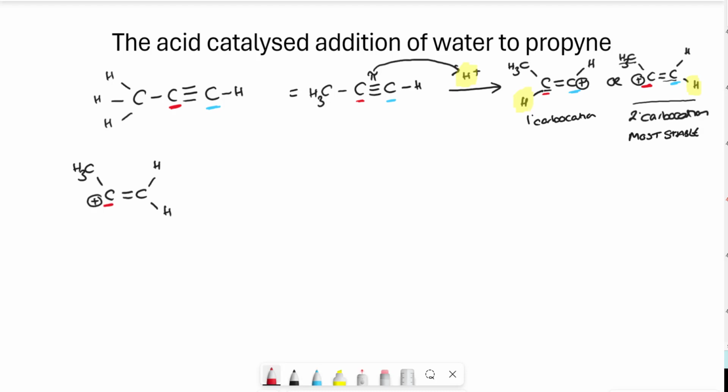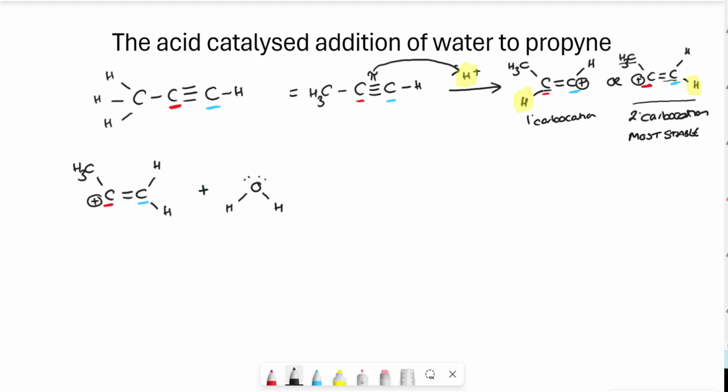And again, just keep up with the colour coding. So now we're going to do what we actually intended to do, which is add water. So I have oxygen with hydrogens.